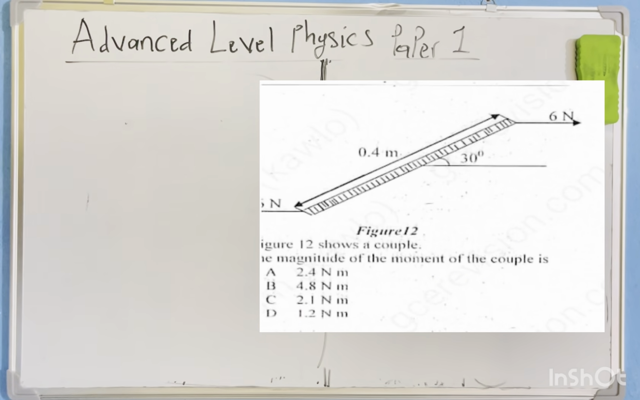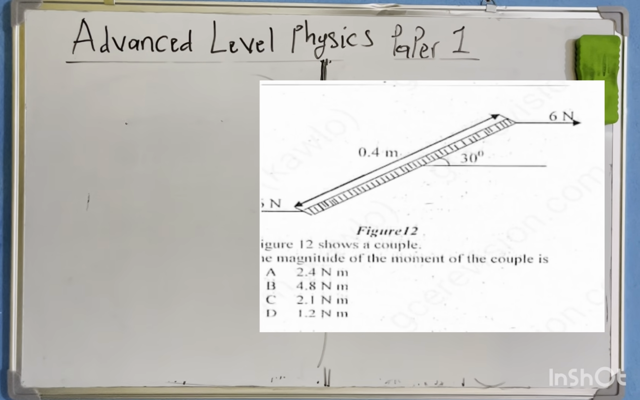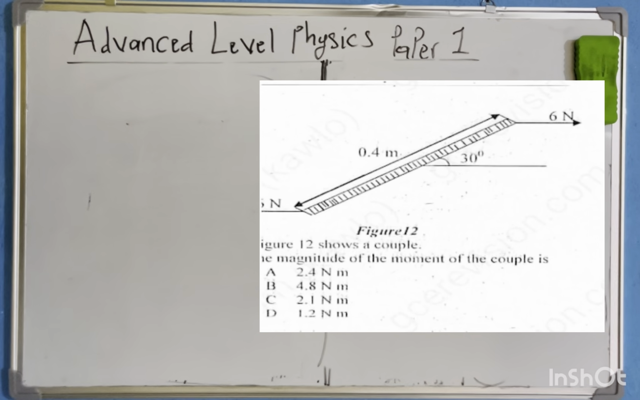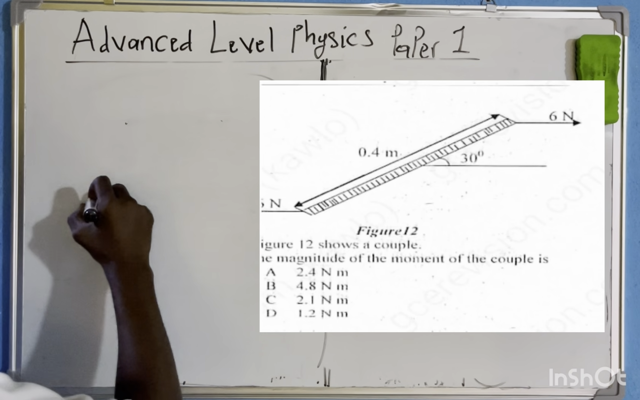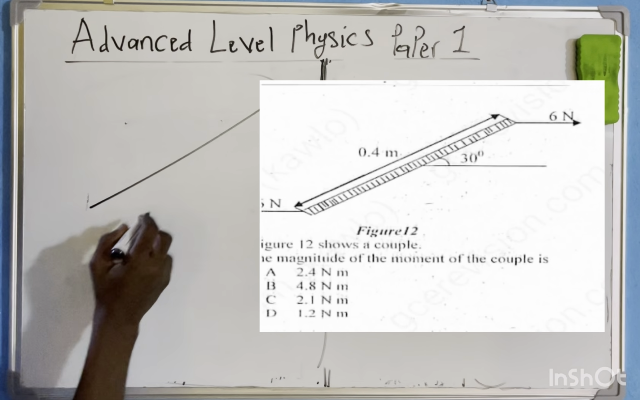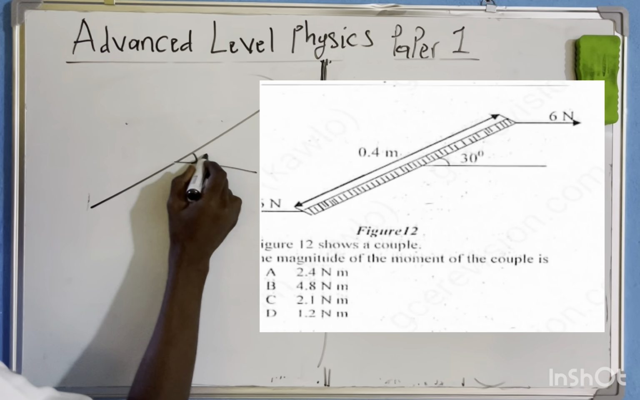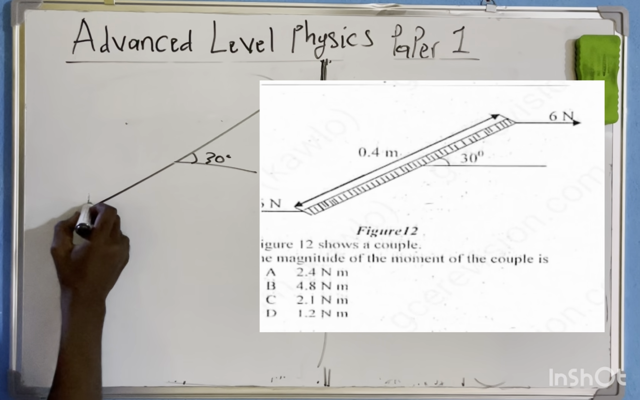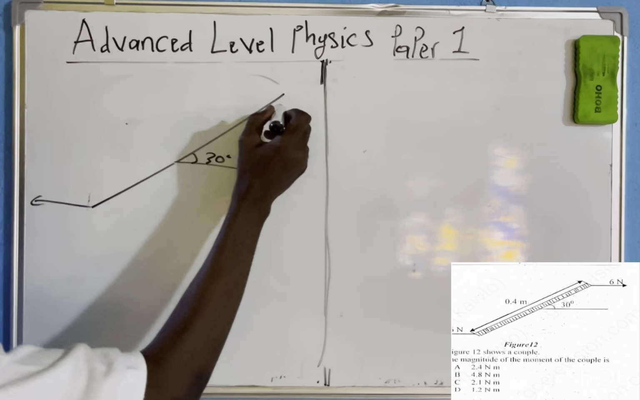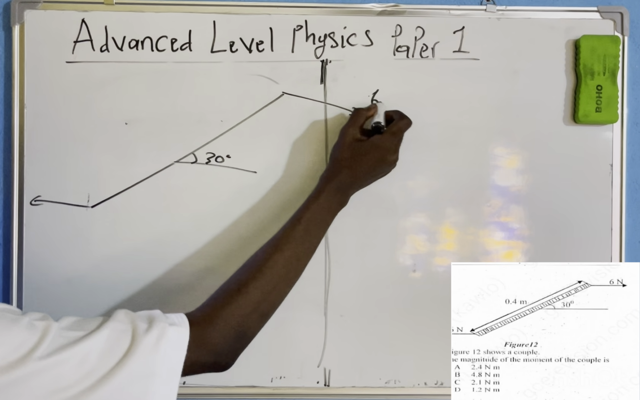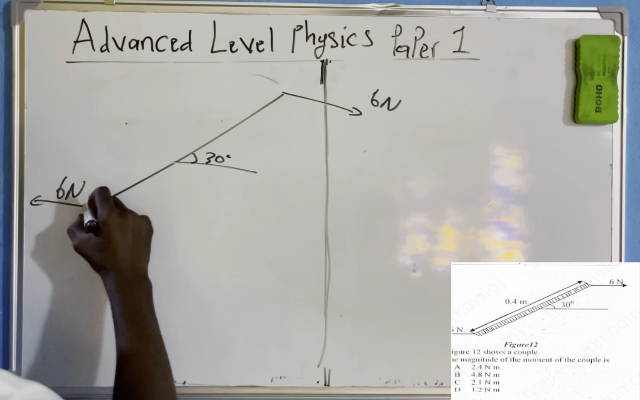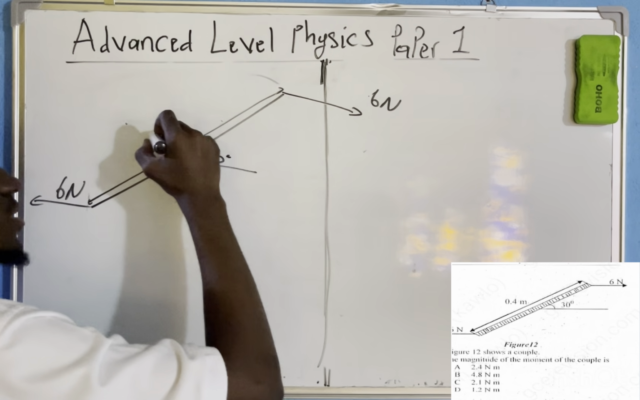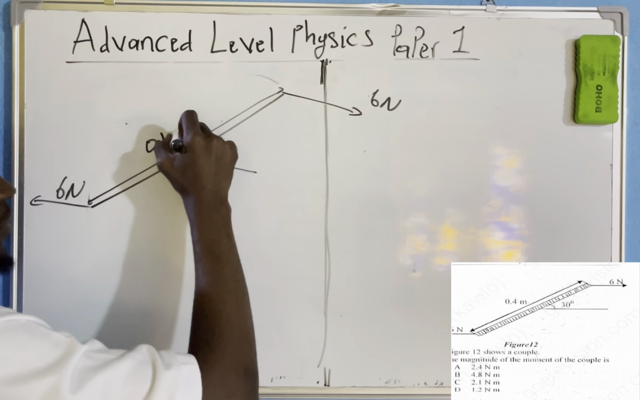Okay, the next challenging question is a small challenge, it's not too difficult. We have a rod like this, inclined to the horizontal with an angle of 30 degrees. We have a couple of forces like this, 6 Newton here and 6 Newton here. We are asked the distance separating them. The length of the rod is 0.4 meters.